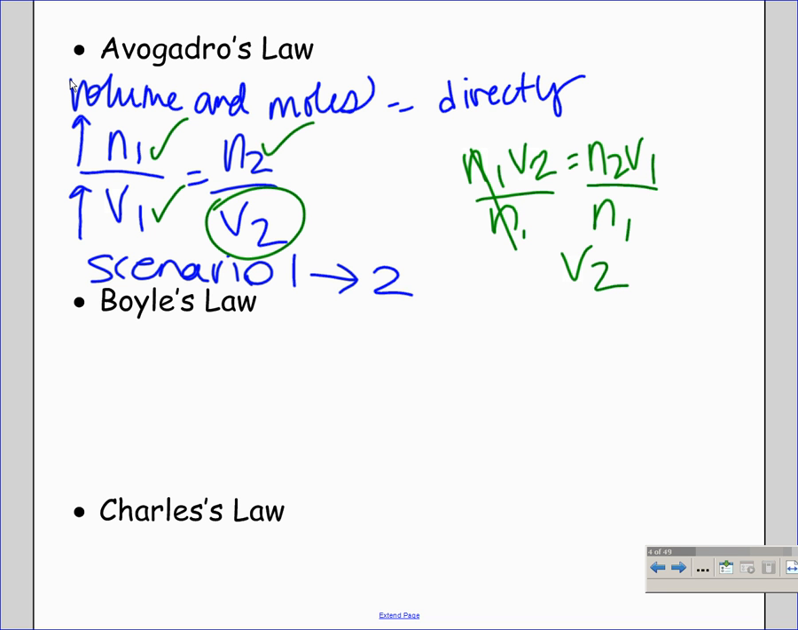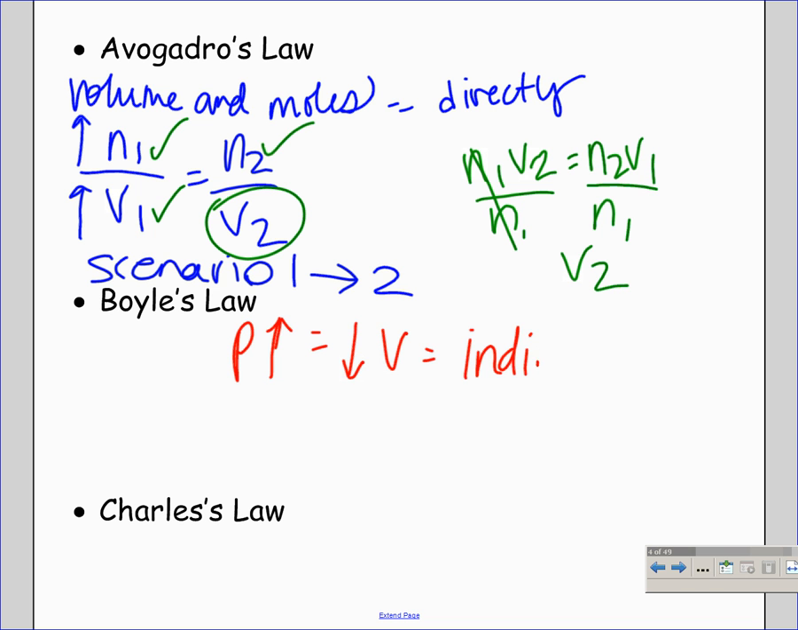Boyle's Law. Pressure. Okay, give me your box of air. Increase your pressure. What do you do to your volume? Decrease. All right, so directly or indirectly related? Increase pressure, decrease volume. I'm squishing it down. So increase pressure causes a decrease in volume.